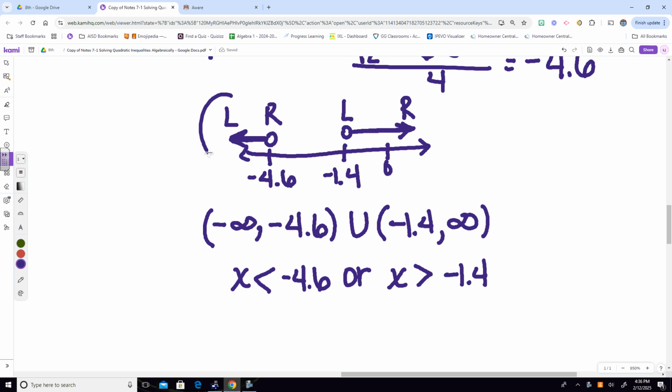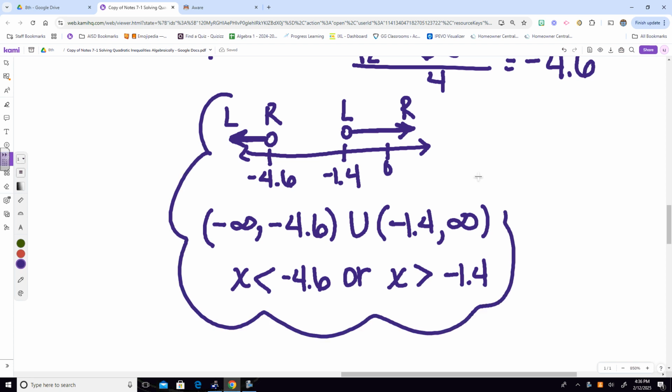And so this is all of my solutions. Like it's the same solution written in all three forms. And that's all there is to solving quadratic inequalities algebraically.